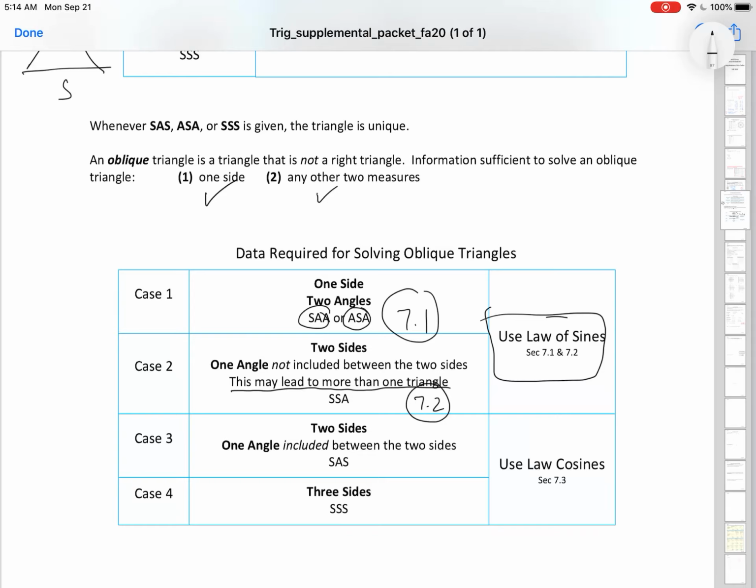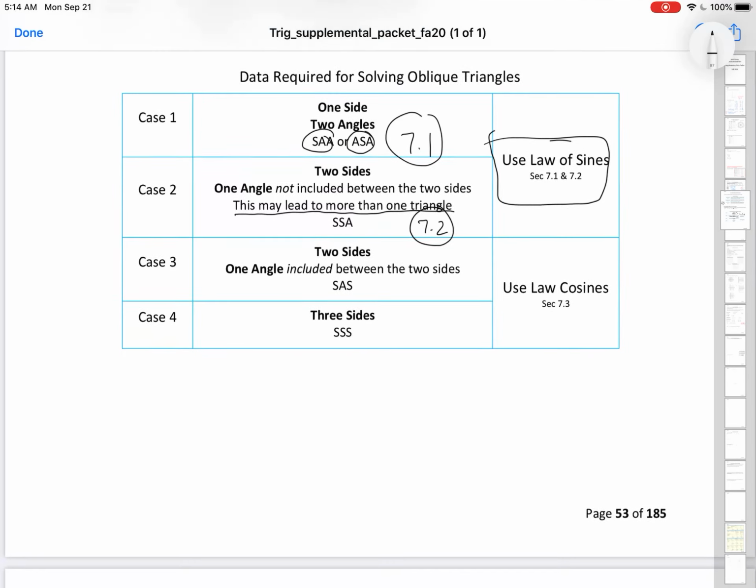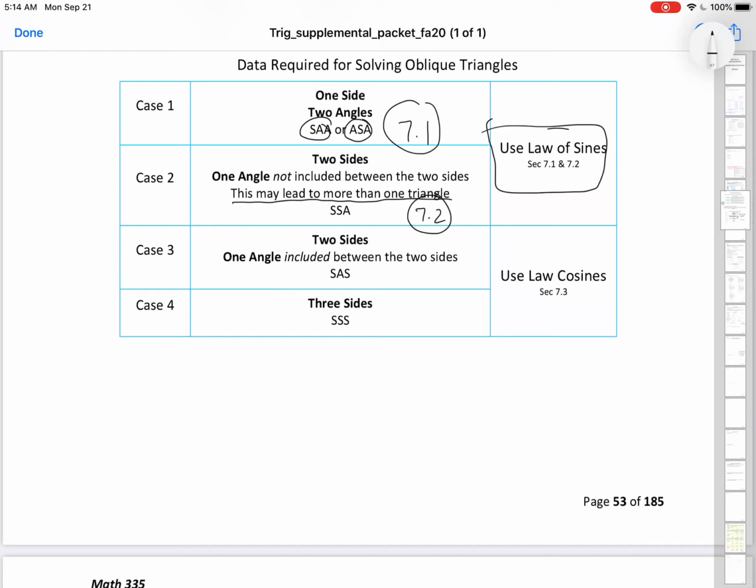And then if you have two sides and the included angle in between them, we are going to be able to use the law of cosines, and with three sides, you're going to be able to use the law of cosines. So before you get crazy thinking, I have to remember all of that, it'll be really natural. So here's what you want to know.